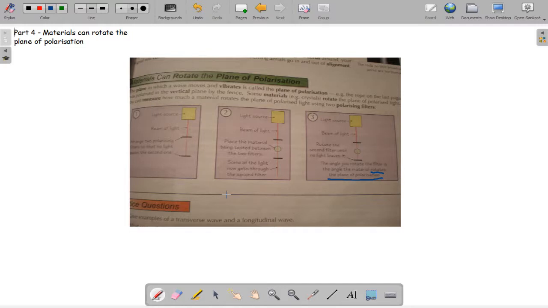So that's it for this tutorial. We went through longitudinal waves and transverse waves, how they're different, and how it's hard to draw longitudinal waves. We also looked at polarized waves and how they are an example of transverse waves, and we looked at how materials can rotate the plane of polarization. I hope you found this tutorial useful.